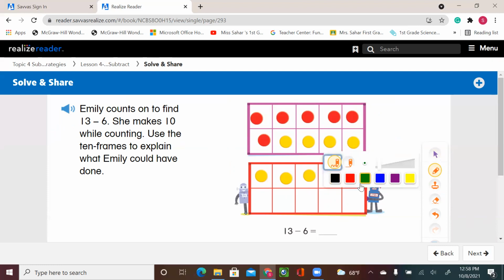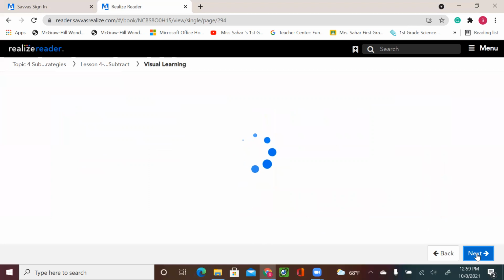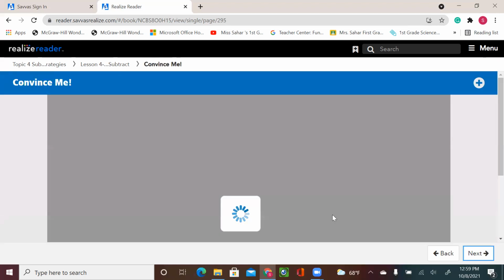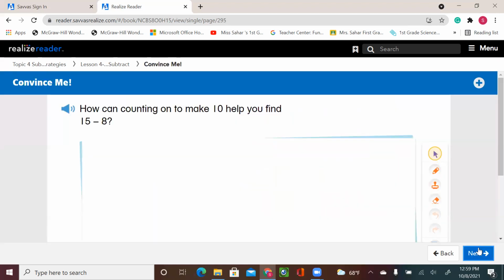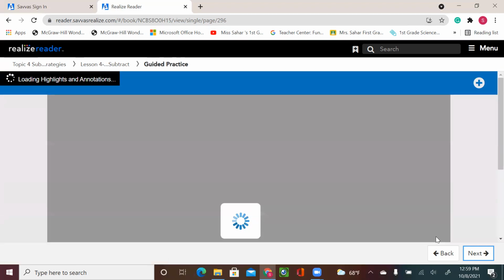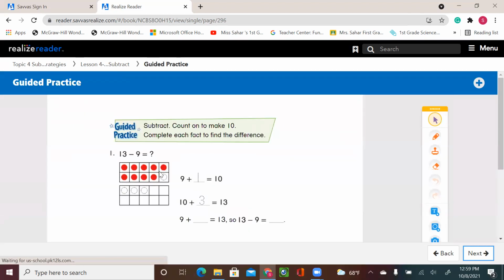All right, so let's see the independent practice. Let's do the guided practice together first, then go for the independent practice. All right, subtract. Count on to make 10. Complete each fact to find the difference. So here they break it apart for you to help you understand.